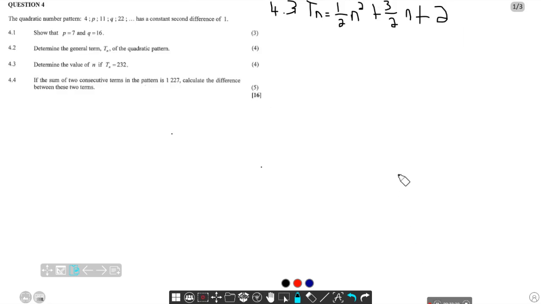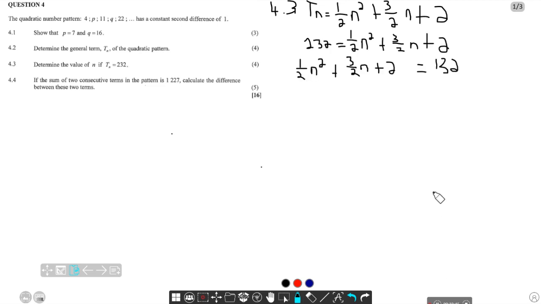So now 4.3, they say determine the value of n if Tn is equal to 23. So here basically they've given us that Tn is equal to 23. So what are we looking for? We're looking for the position. So now what are we going to have? We're going to have 23 is equal to our formula. Now I hope you can see it now.